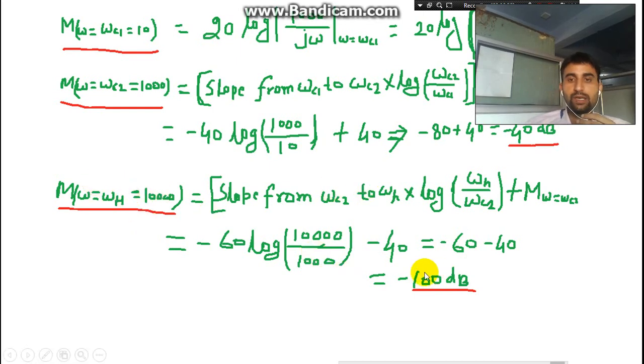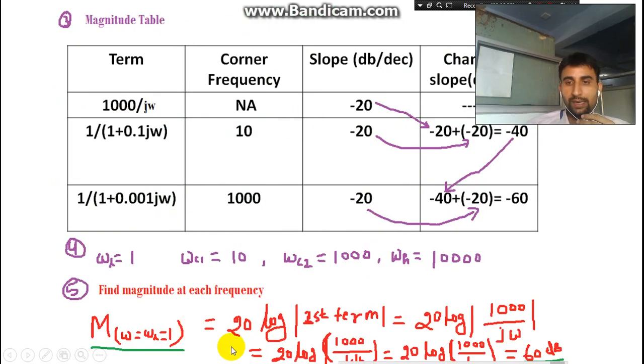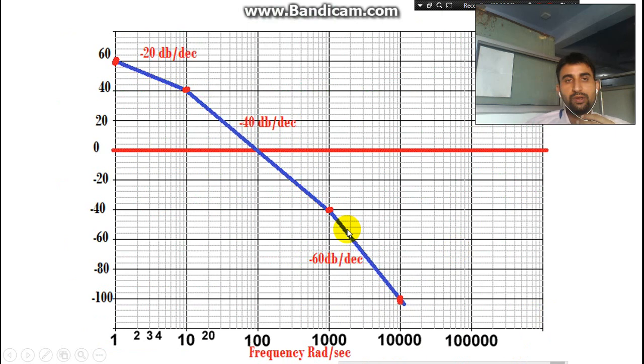That means at omega h we have minus 100 dB, at omega c2 we have minus 40 dB, at omega c1 we have plus 40 dB, and at omega l we have 60 dB. So go to the semi-log graph plot. This is the semi-log graph, where it is divided in such a way that the first line starts with 1 or 0.1 or whatever your value is, and the next thick line is the multiple of 10. That means if we consider it as 1, it will become 10, then 100, 1000, 10,000, 1 lakh, and it goes on.